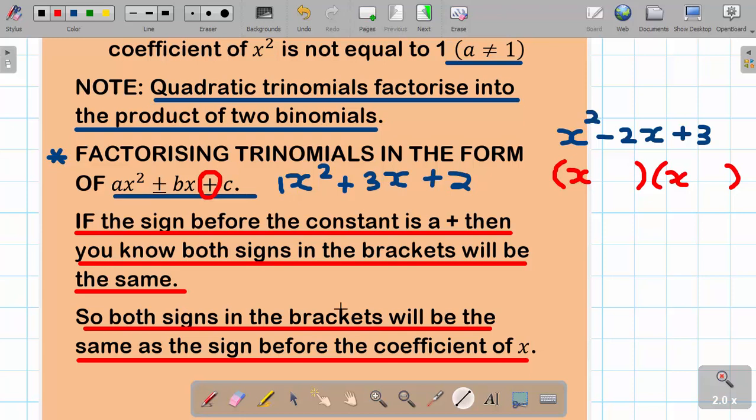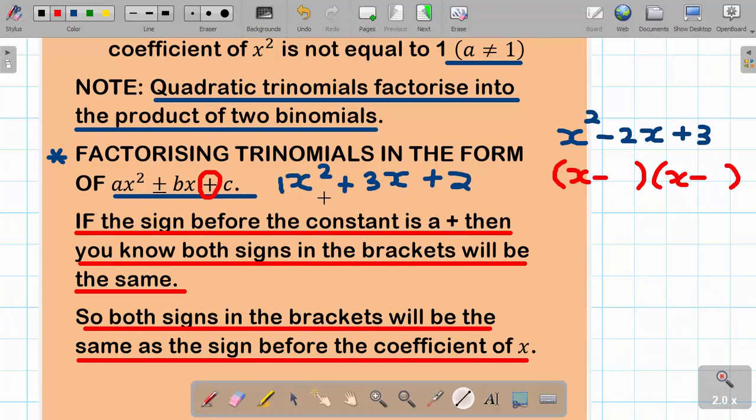Now, where is my x here? My x here is this one whose coefficient is b. We are saying if the sign on b is plus, it's going to have plus plus here. If the sign on b is minus, it's going to have minus minus here. For example, check here. This one, it is x squared minus 2x plus 3. The first thing I check, is this a plus? Yes. So the signs must be the same. But which signs must they be? They must be minus and minus.